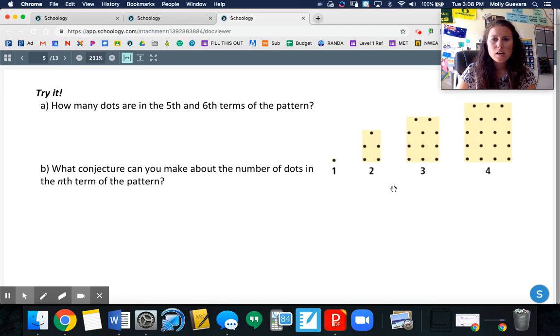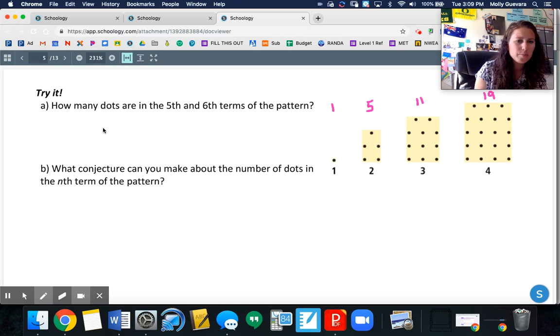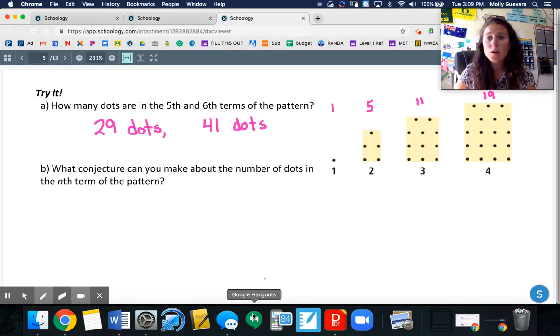so hopefully we started figuring out how many dots are in these. In the first term there's 1, and then here there's 5, right, here 9, 10, 11, here 16, 17, 18, 19. And you could have kept going and figured out how many dots are in the 5th term. So in the fifth term, you should have 29 dots. Okay, and then in the next term after that, you should have 41 dots. There are multiple ways you could have figured that out, so any one of the ways is fine.